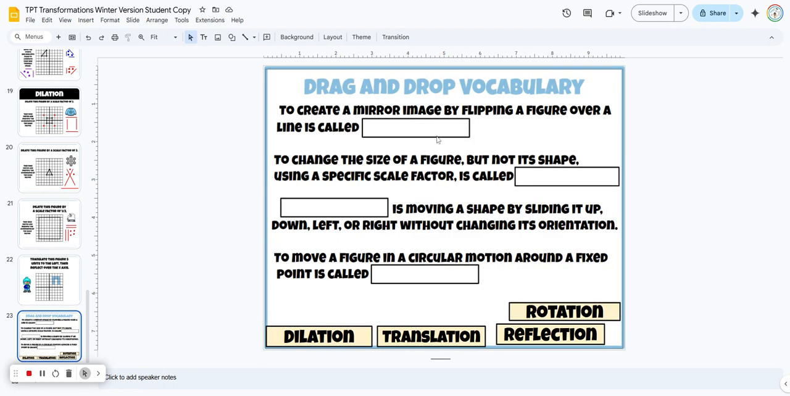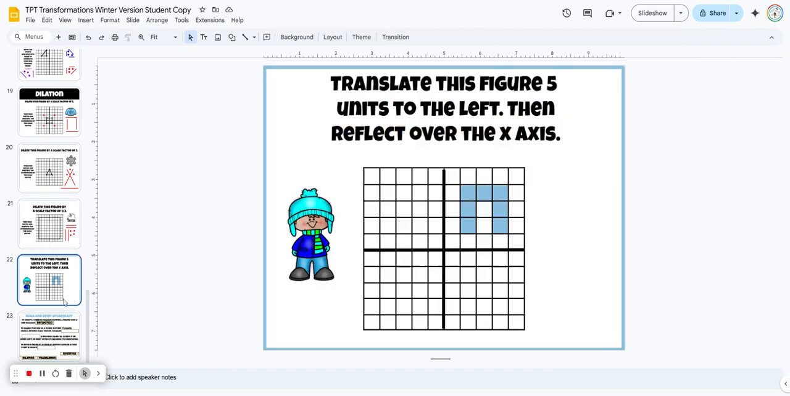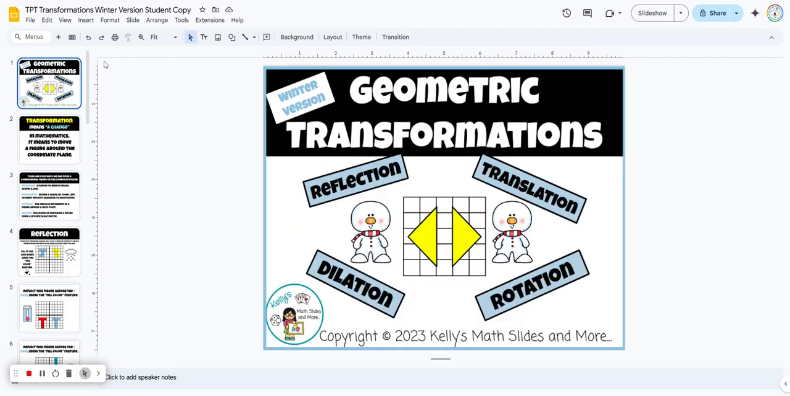The final slide has some drag and drop vocabulary. So this is the definition of one of the transformations. Students are just going to click and hold on the edge and then just move it into the correct place in the sentence frame. And they're going to do that with all 4. So it's a good review of the different types of transformations. So this is Digital Lesson, Geometric Transformations, Winter Themed.